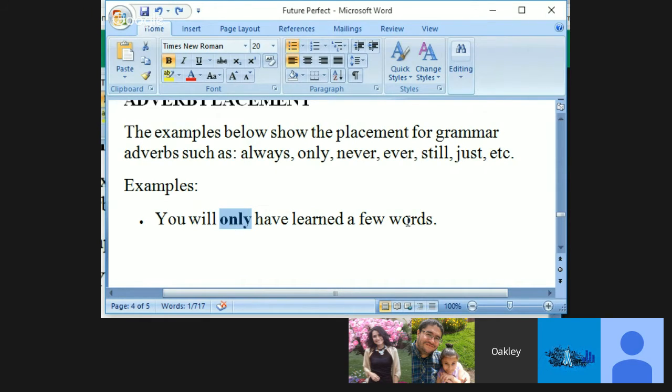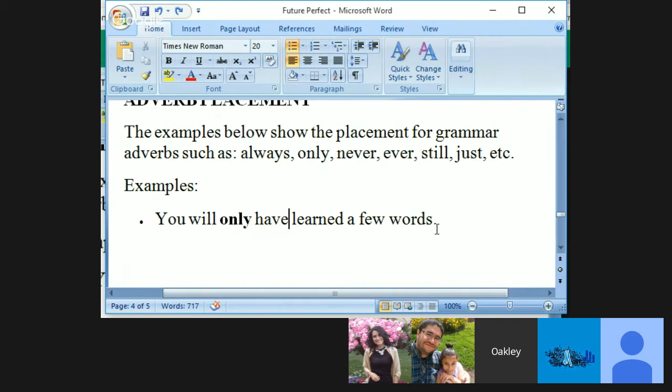You only will have learned a few words. Okay, that sounds a little weird. Sometimes it just sounds awkward. It doesn't really work. You will have only learned a few words. Okay, that's fine. You will have learned only a few words. That's fine. You will have learned a few words only. That's fine. A lot of times you can move the adverbs around and it makes perfect sense and it's perfectly acceptable. Sometimes you move them around and it sounds ridiculous. Or it's just not grammatically possible. Sometimes you move them around and it changes the meaning of the sentence.